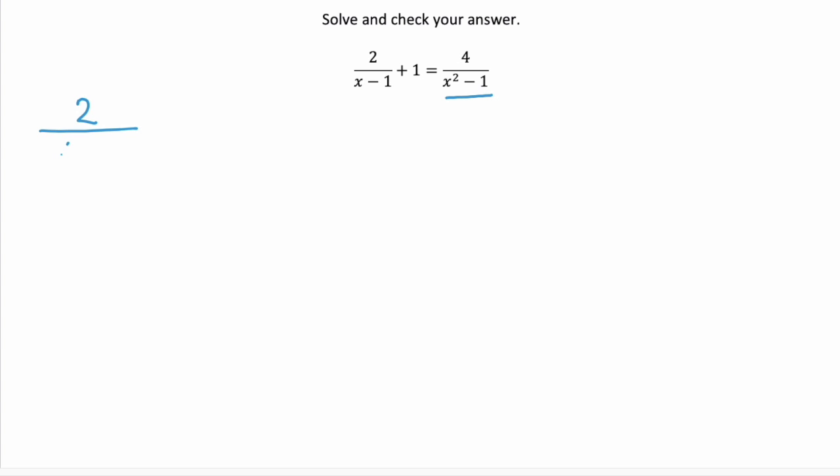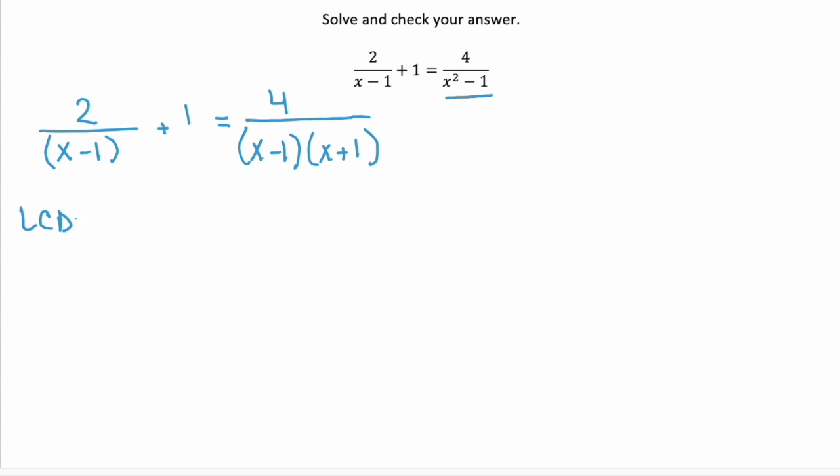So if we make sure everything is factored, our first rational expression is 2 over x minus 1, and then that's plus 1, and it's equal to 4 over, well, x squared minus 1 is the difference of squares, so that factors as x minus 1 times x plus 1. Now that everything's factored, we can identify our LCD. And our least common denominator here is that difference of squares, x minus 1 times x plus 1.